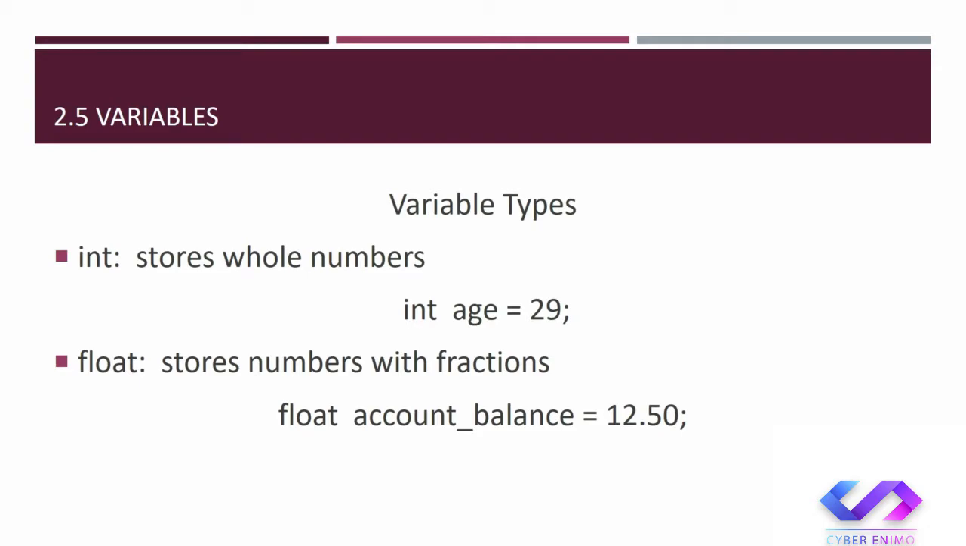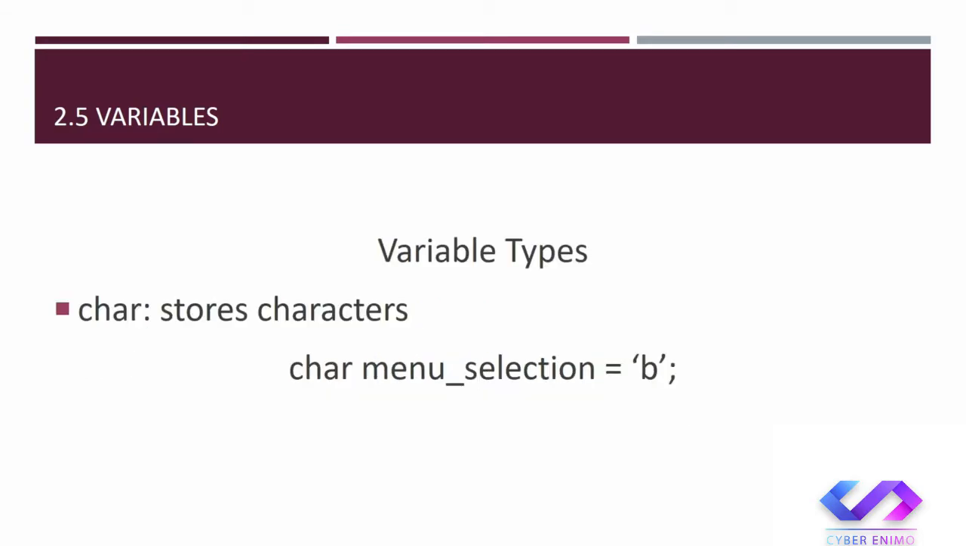On the other hand, float will store a number that has a fractional part to it. For example, float account balance equals 12.50. Next, let's look at the variable type char. Char stores single characters. To declare it, we say char, C-H-A-R, then we select a variable name, in this case menu underscore selection, equals B.